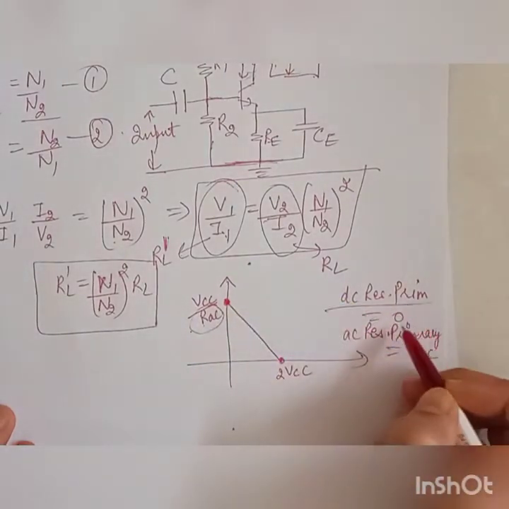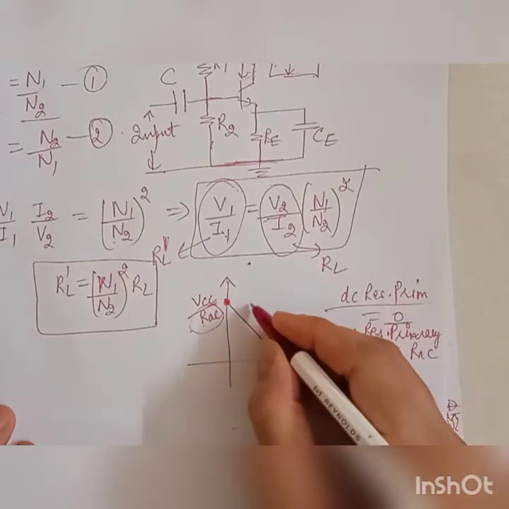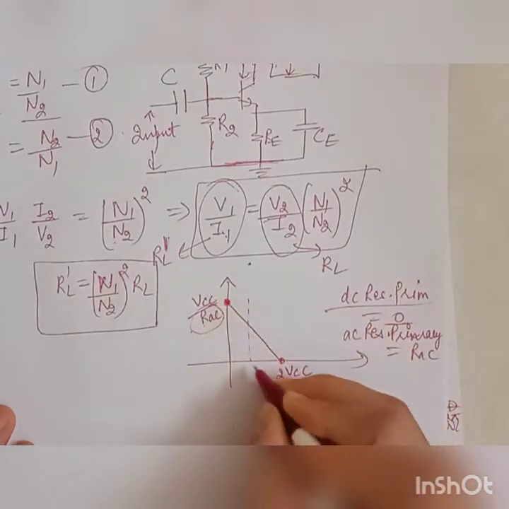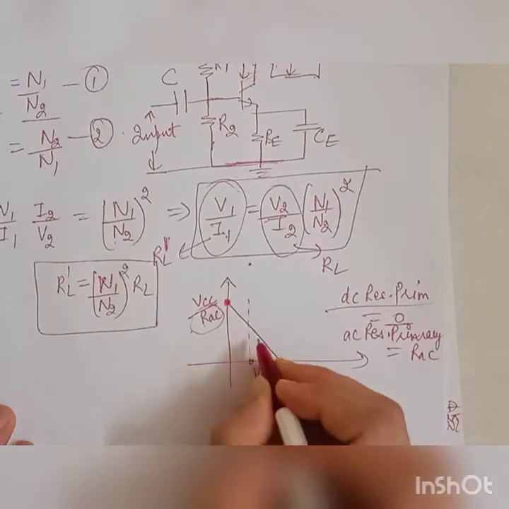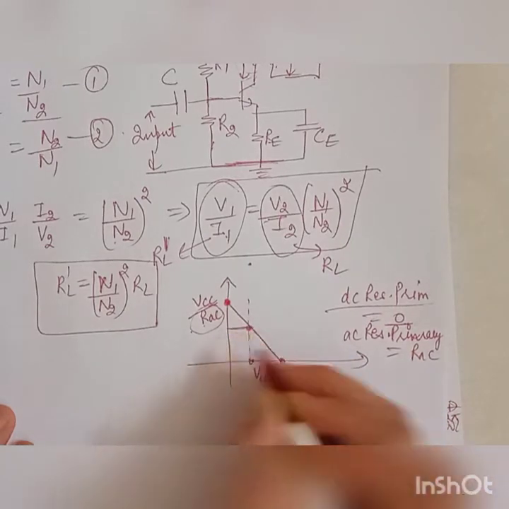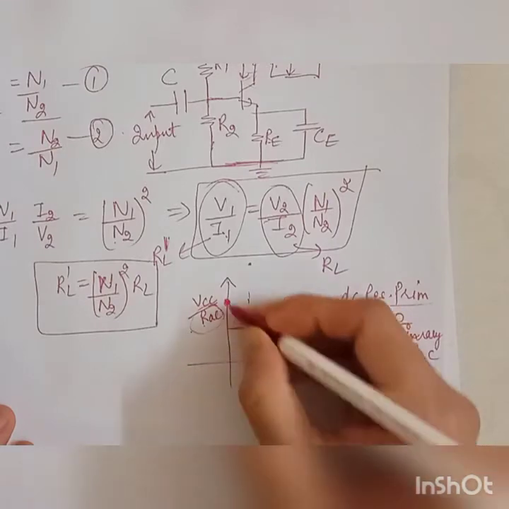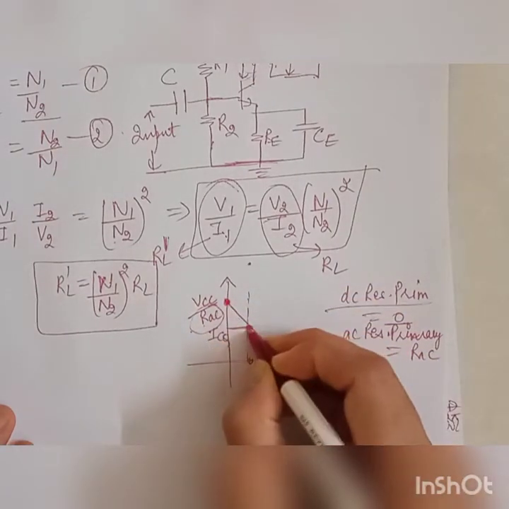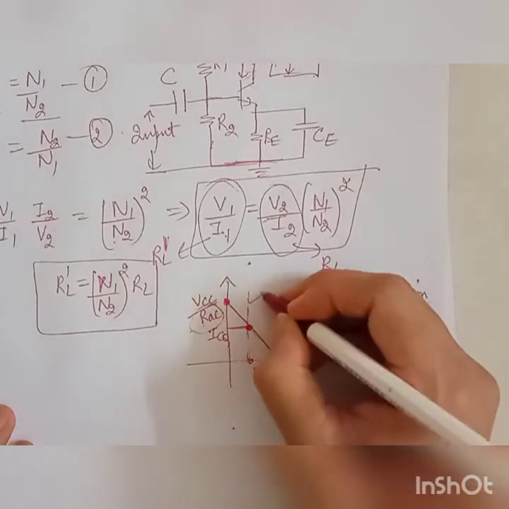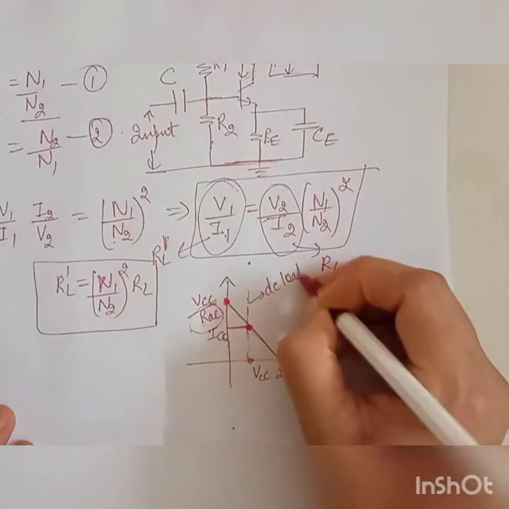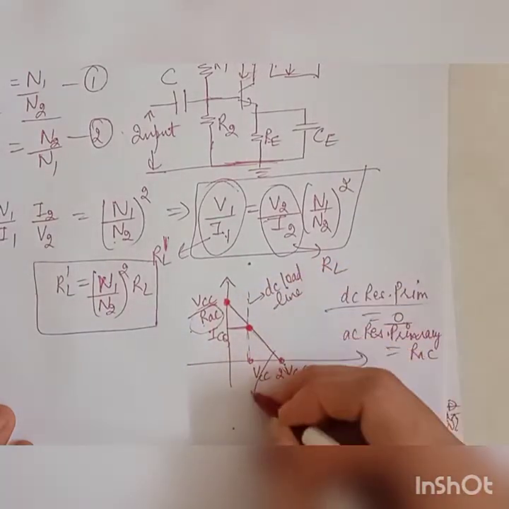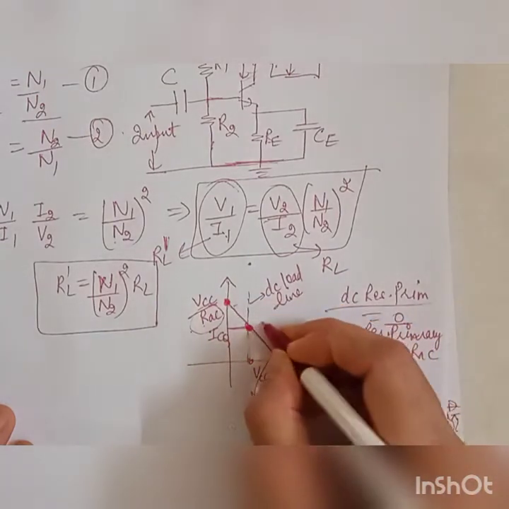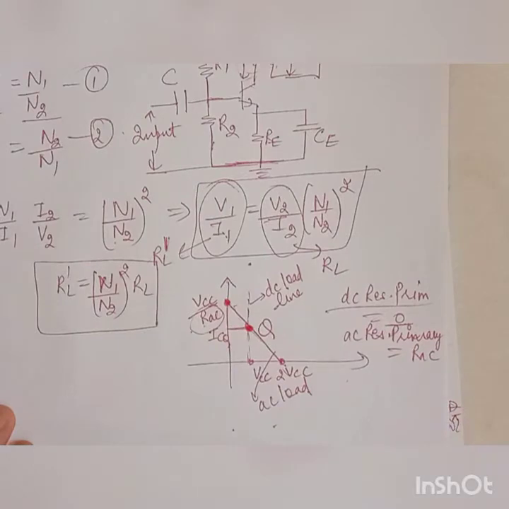Since the DC resistance of the primary winding is 0, the DC load line will be drawn vertically, and where it cuts is VCC, and the point where it intersects with the AC load line is your ICQ. So the point of intersection of the DC and AC load lines gives you the Q point. So we call it the quiescent point.